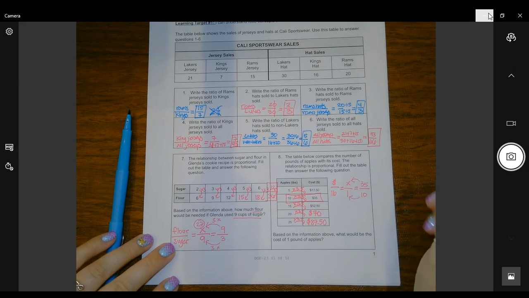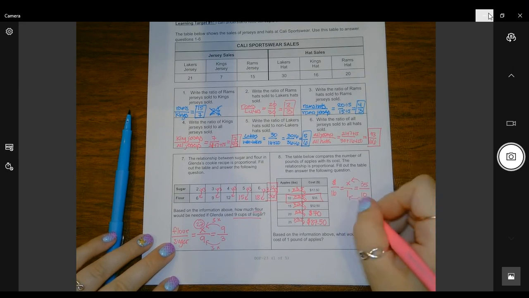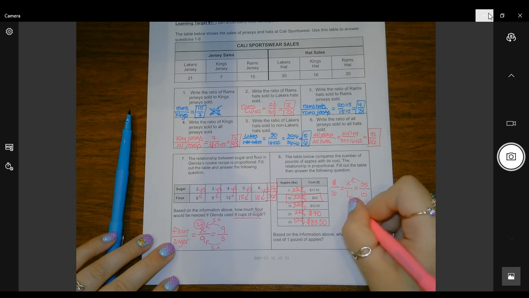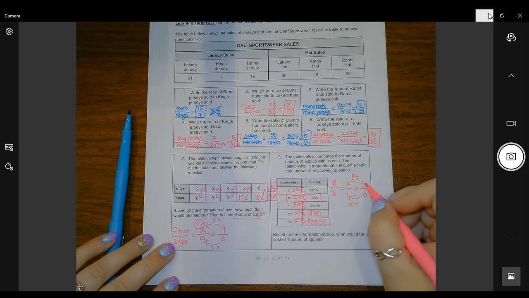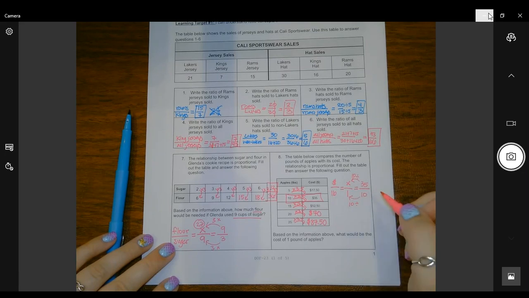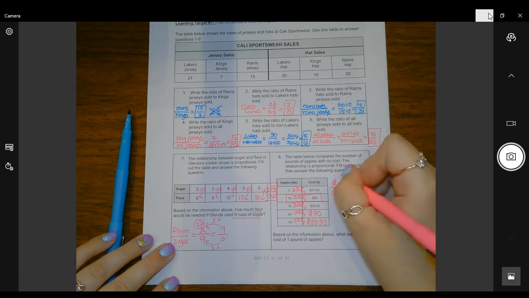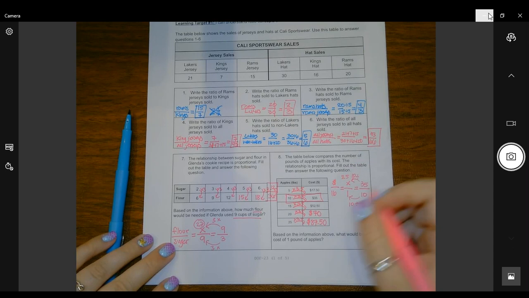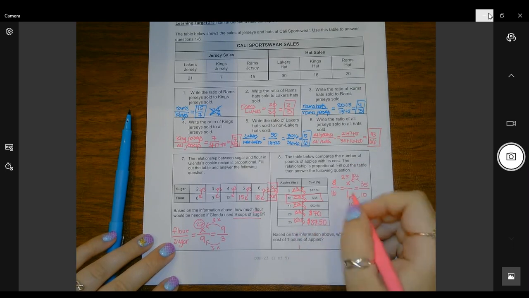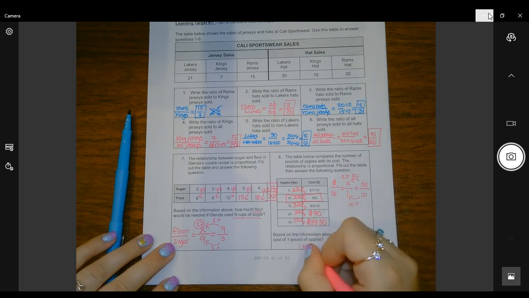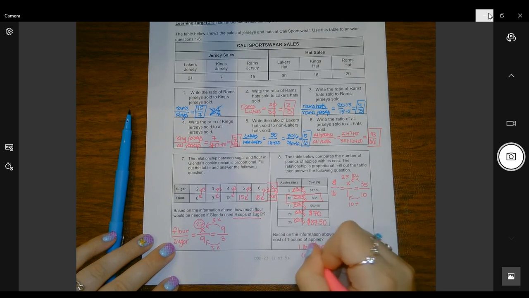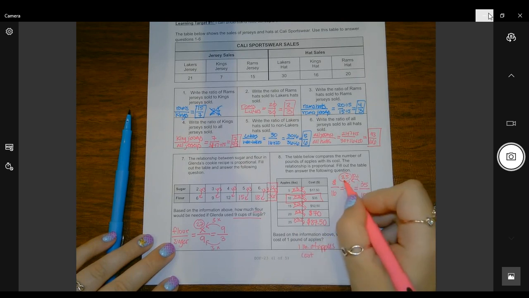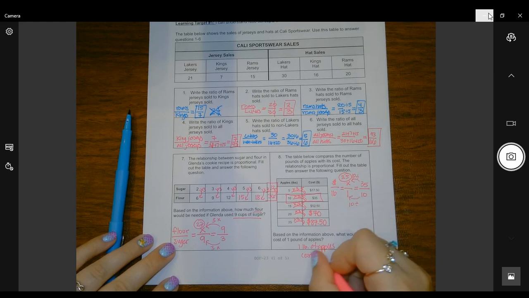Okay, and how do you go from 10 to 1? That's if you divide it by 10. So then take 35 and divide by 10. And what's 35 divided by 10? That's right, it's 3.5. So that means that 1 pound of apples costs how much? $3.50.